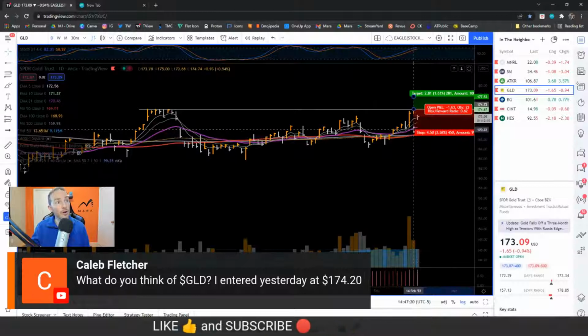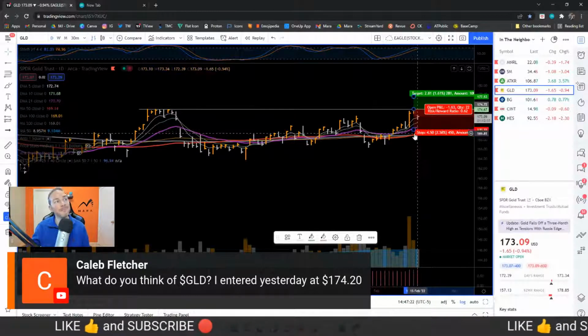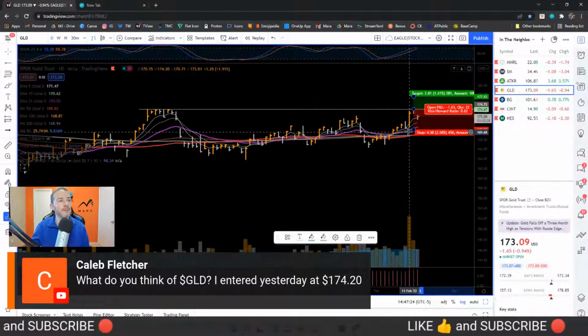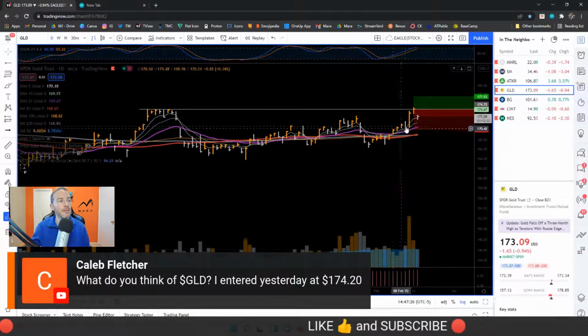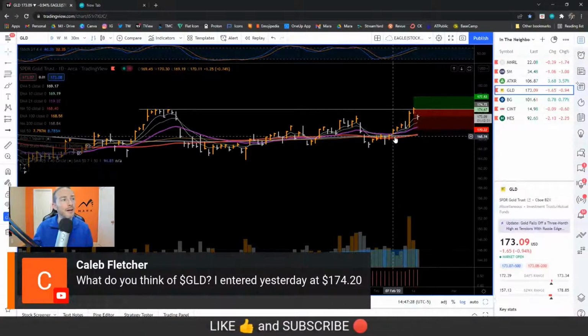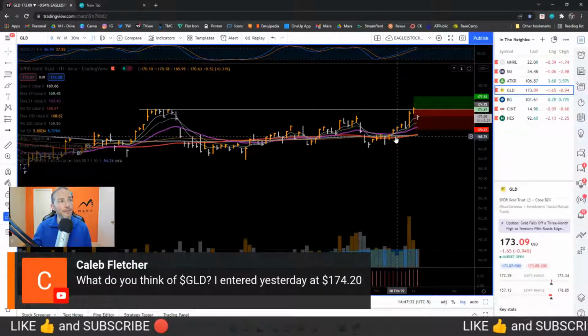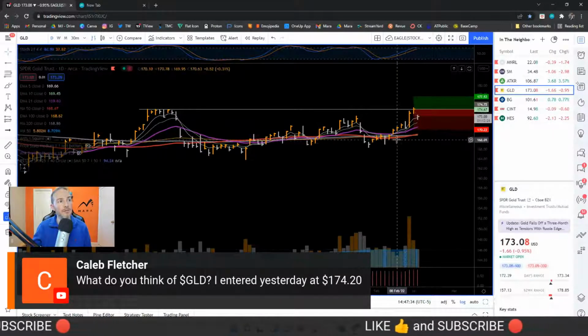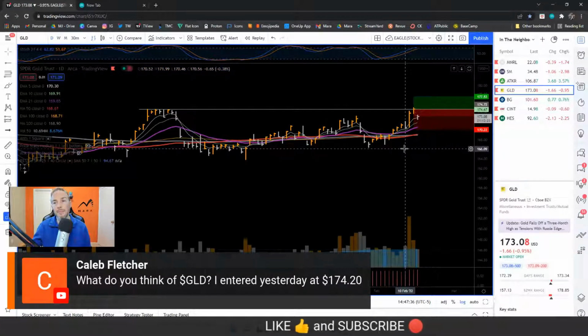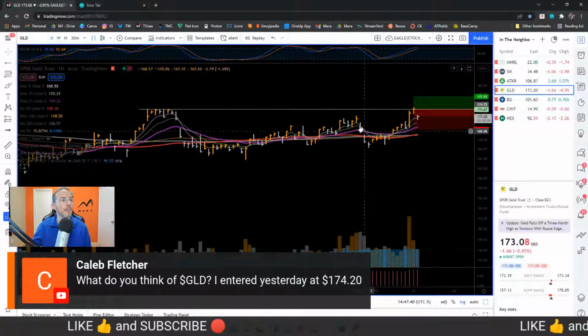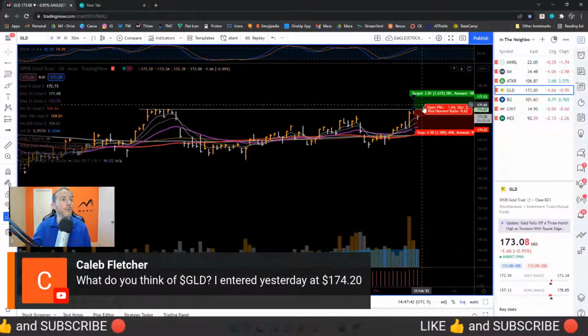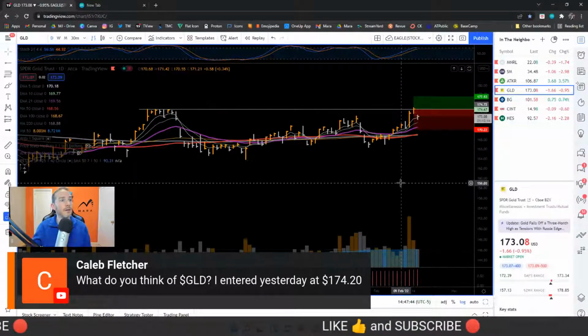You could look at the 21. I don't know, I don't think that that's a great stop. I like structure. I like placing stops below price structure, so I would be aiming for a stop down there. But I do like the thesis.